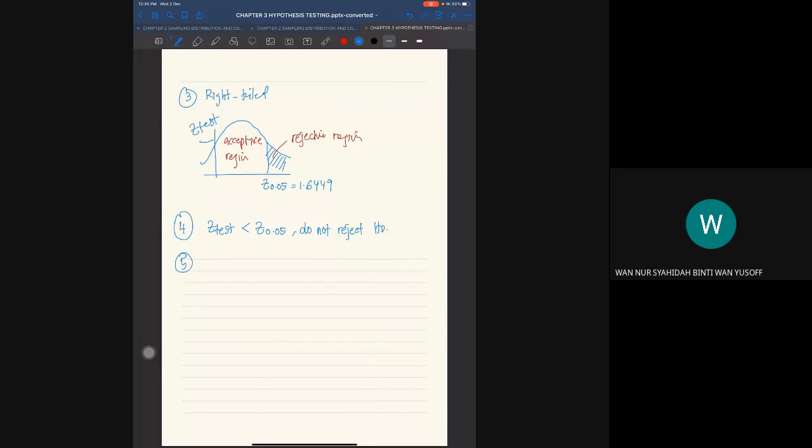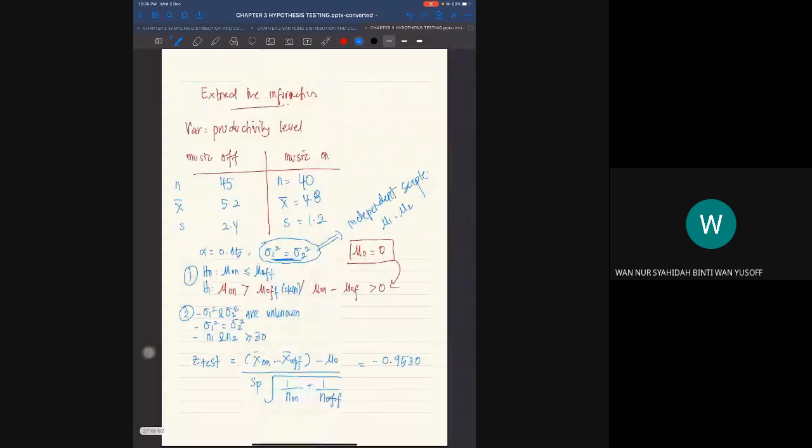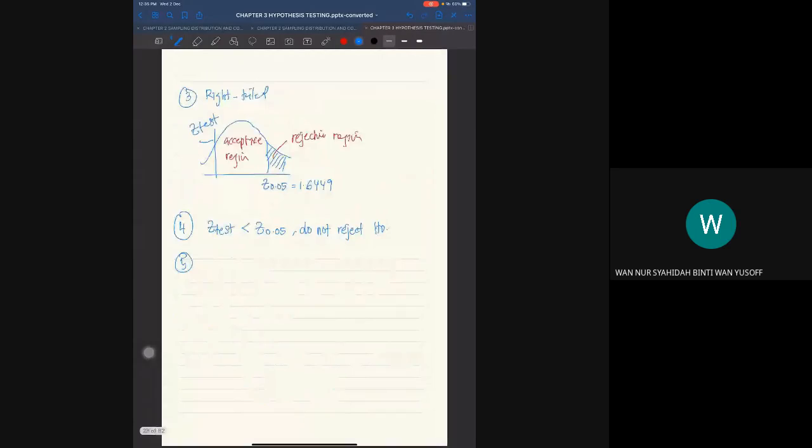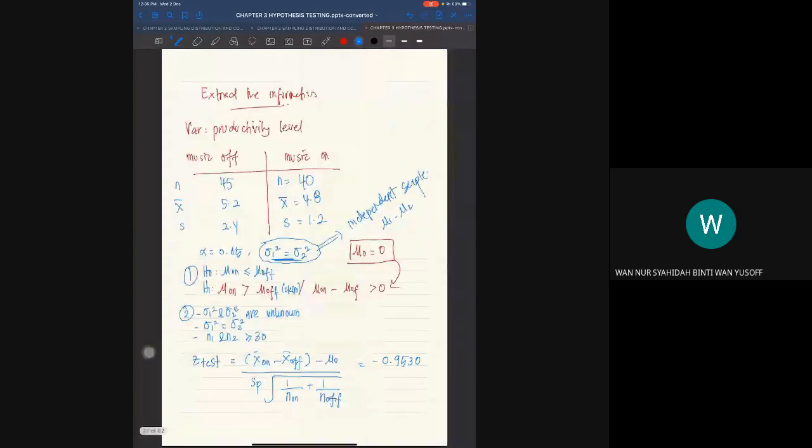What happened to the claim? Did we accept the claim or reject the claim? Reject. We reject the claim because do not reject H null means that we do support the H null here, and automatically we reject H1, and because the claim is H1, we reject the claim.